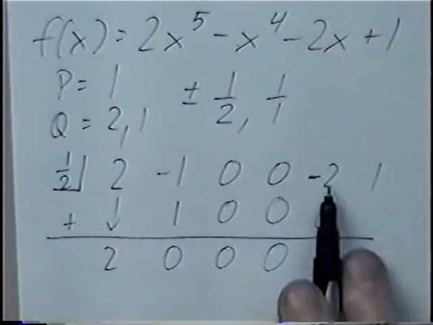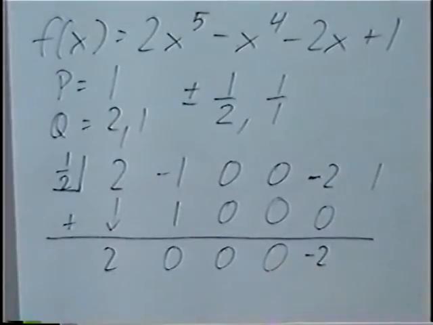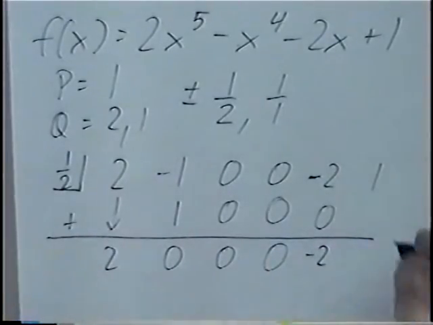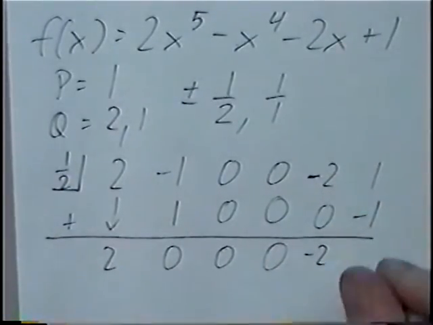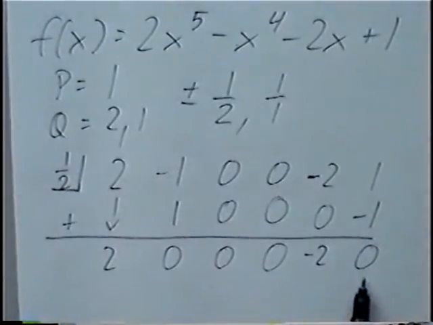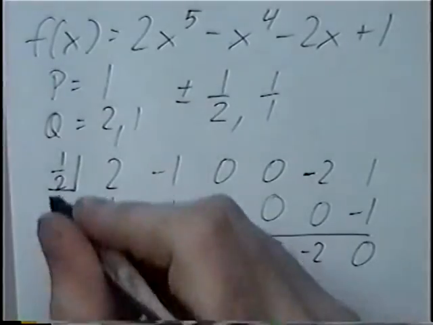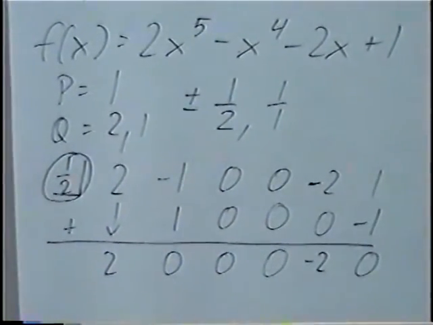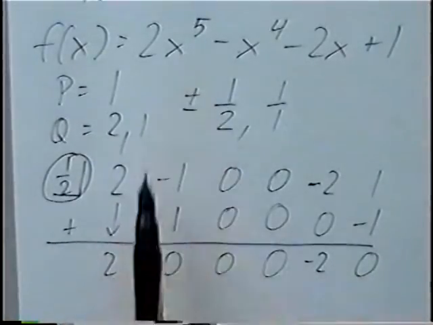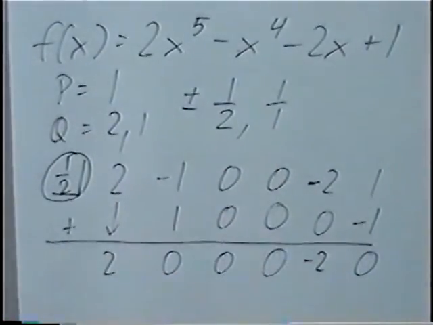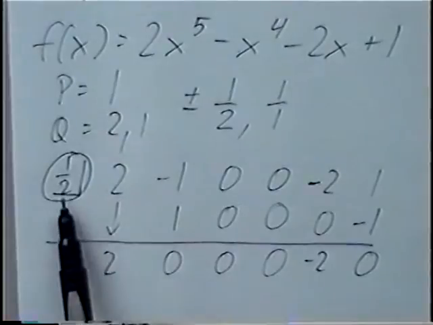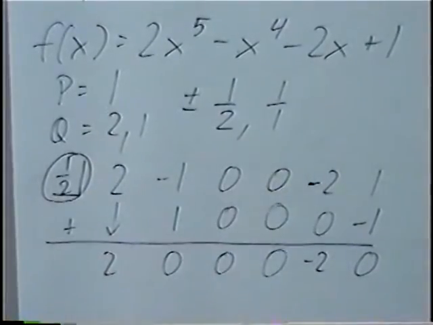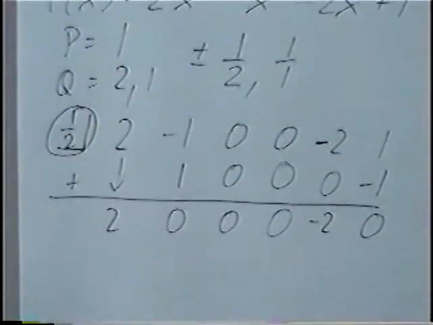Multiplying again and adding is still 0. Multiplying by 1/2 is 0. Adding this time is negative 2. And 1/2 of negative 2 would be negative 1. And adding, we'll have our last number 0, which means the remainder is 0, which means one of our zeros would be 1/2. Keep in mind we want to find all the zeros, which is up to 5 zeros, or all the possible zeros that work for the function. So we'll continue to do division using the other numbers that we have for p's and q's.